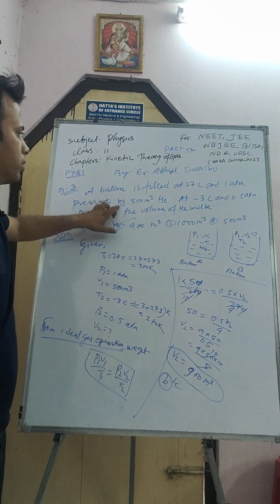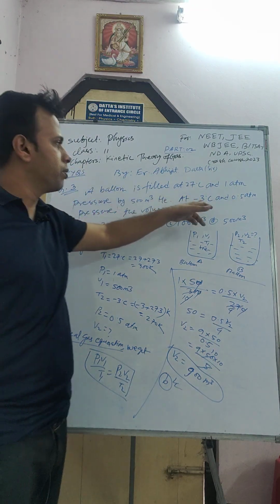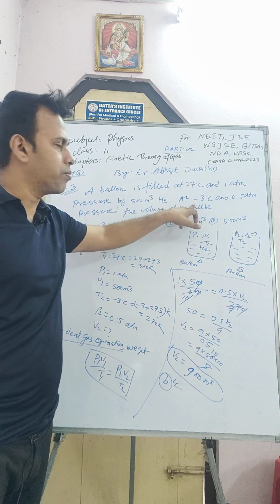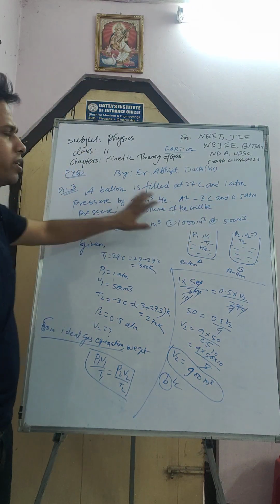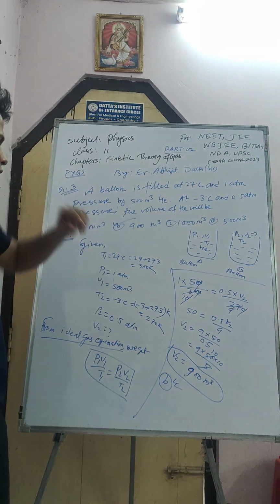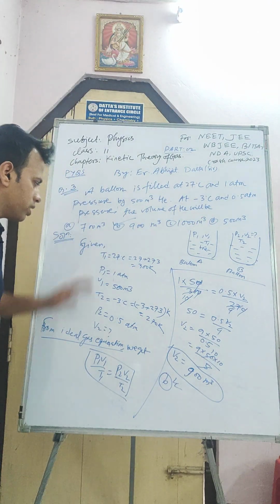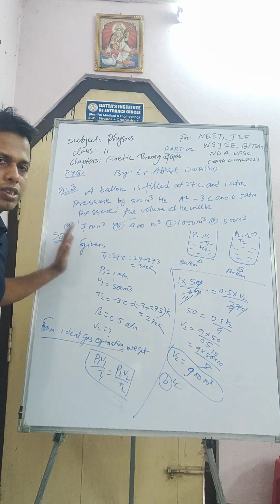the initial volume is given. After that they have given that if the temperature is minus 3 degrees C and the pressure is 0.5 atm, then what will be the volume of the helium gas? So V2 will be found out. So there is one simple formula. I first write all the variables given in the question.